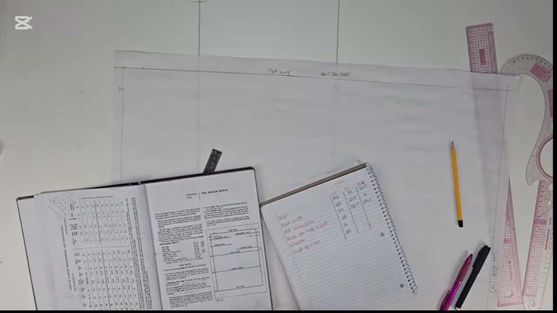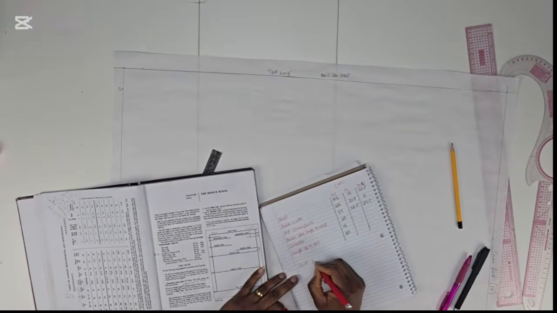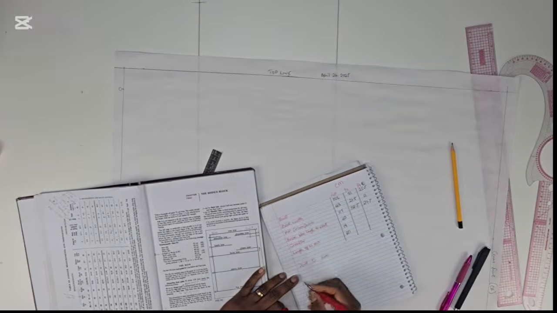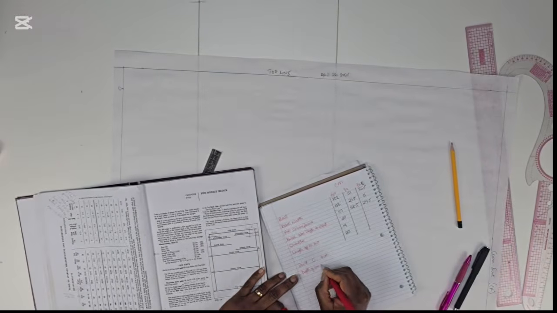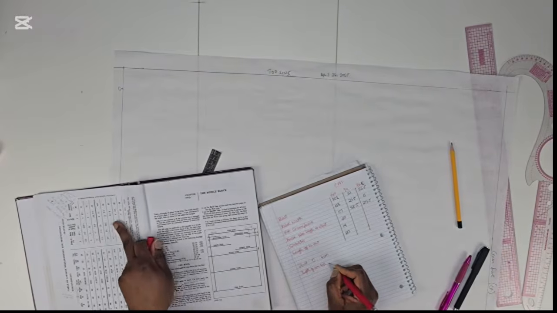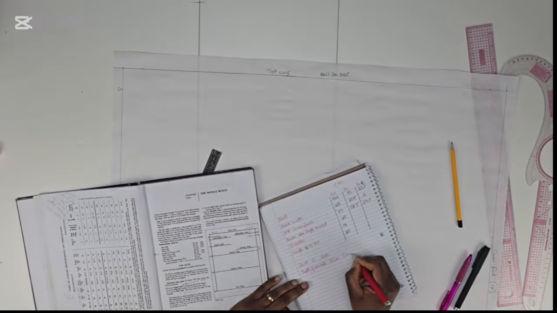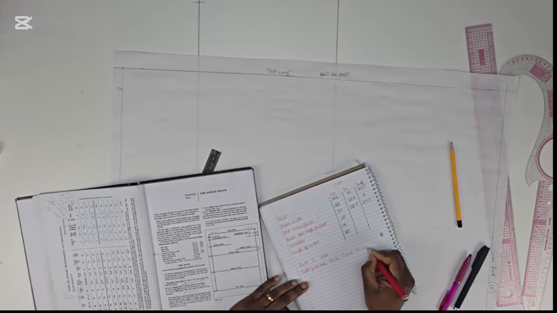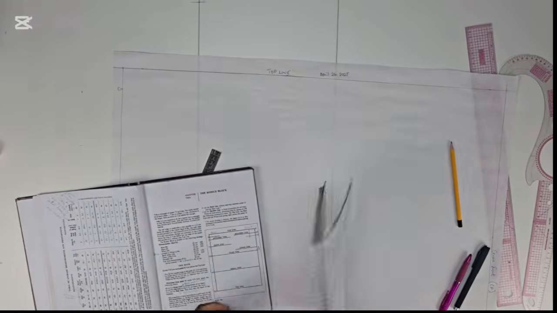So I'll just make a note of what we're using for this measurement now. So point O is 4 cm. Depth of armhole is 23 centimeters, which is the same thing as our bust line, and 3 cm, same as bust line. All right.